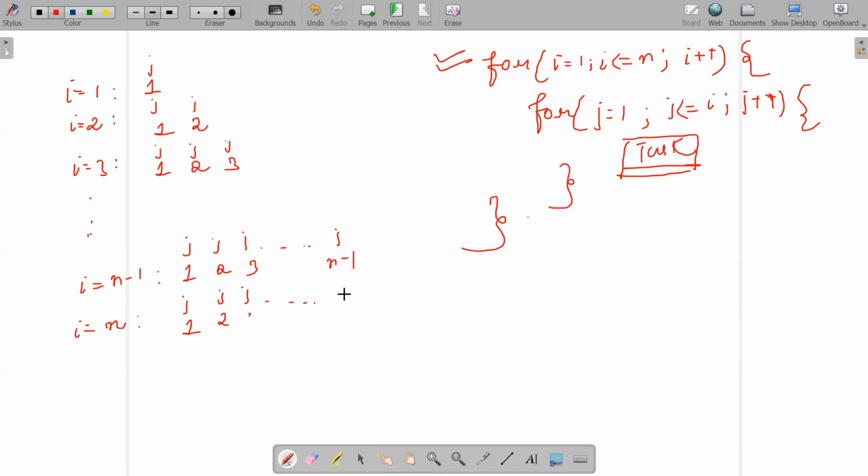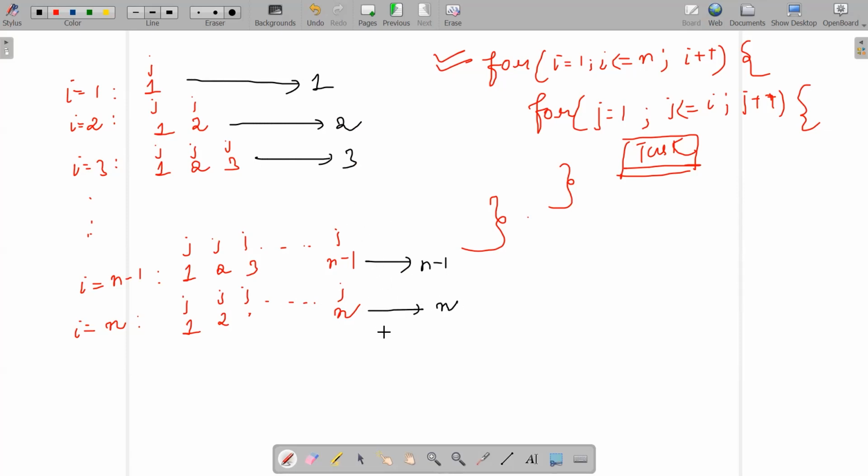Now tell me, overall, how many times have we run our loop? For the first value of i, the loop ran one time, right? For the second value of i, the loop ran twice. For the third value of i, it ran thrice. Then for the second last value, it ran n minus 1 times. For the last value, it ran n times.